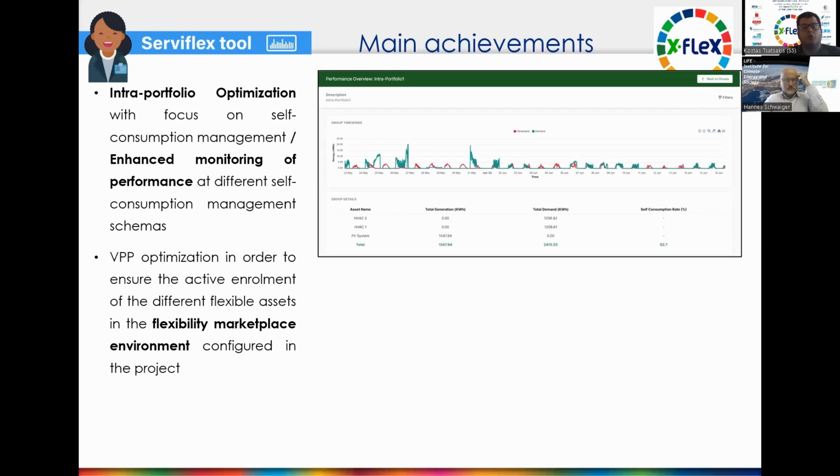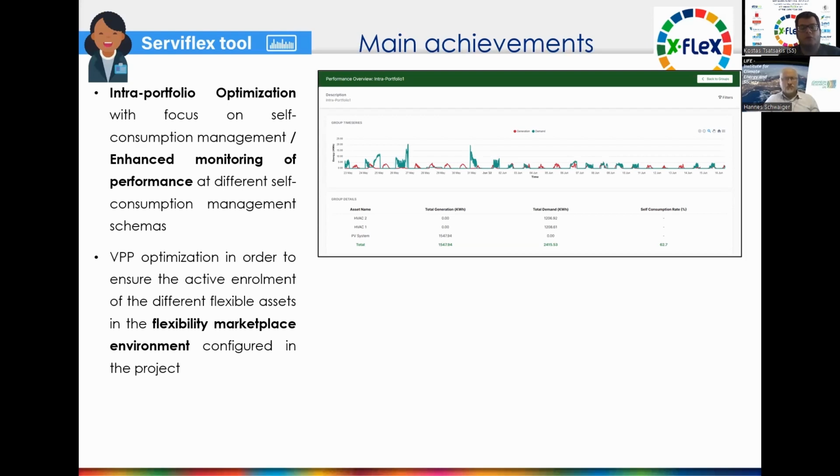In addition, on top of this aggregation functionality, we give a multitude of optimization processes that will enable the optimal placement under different business needs. First and foremost, we give an intra-portfolio optimization functionality focusing mainly on self-consumption management and optimization, ensuring that way the prompt management of generation, demand, and storage assets that are part of a community, of a microgrid, or of the portfolio of the aggregator.